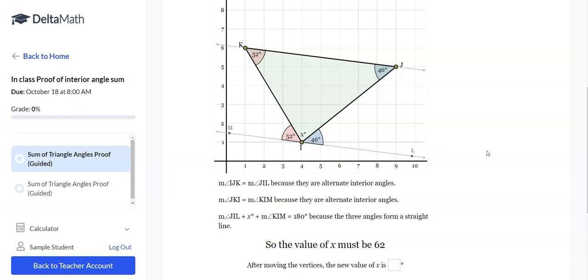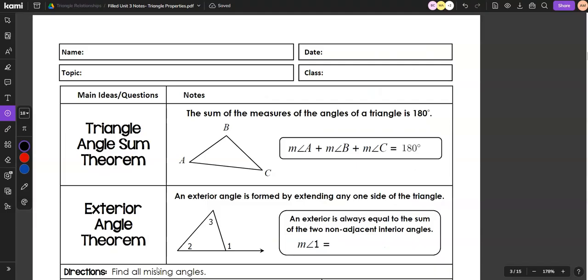A proof is a mathematical process in which we can actually demonstrate that something is true. Not all mathematical concepts can be proved because there's an infinite number of numbers. All right? But this is one of the ones that we can prove to be true fairly easily. So moving on to the exterior angle theorem.